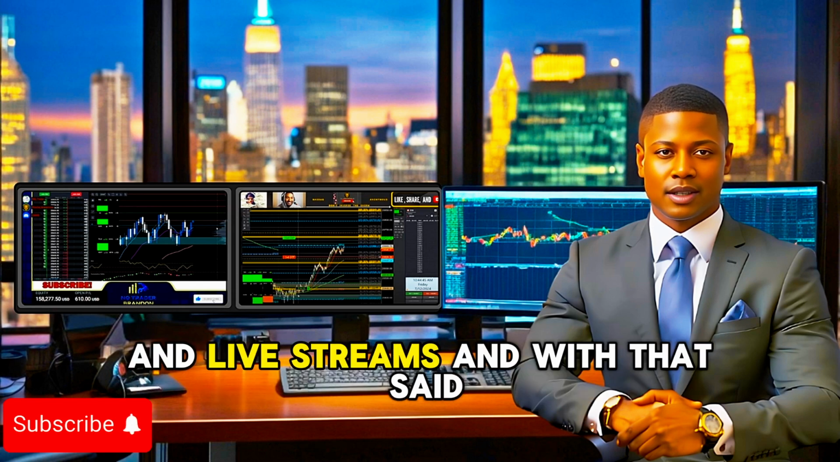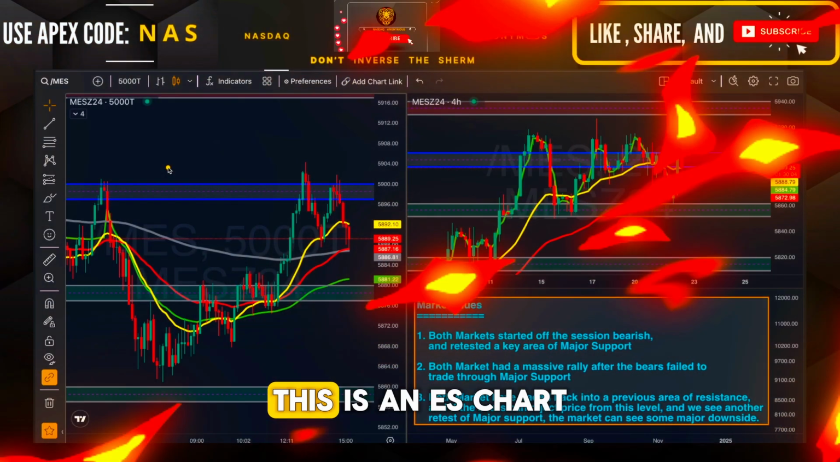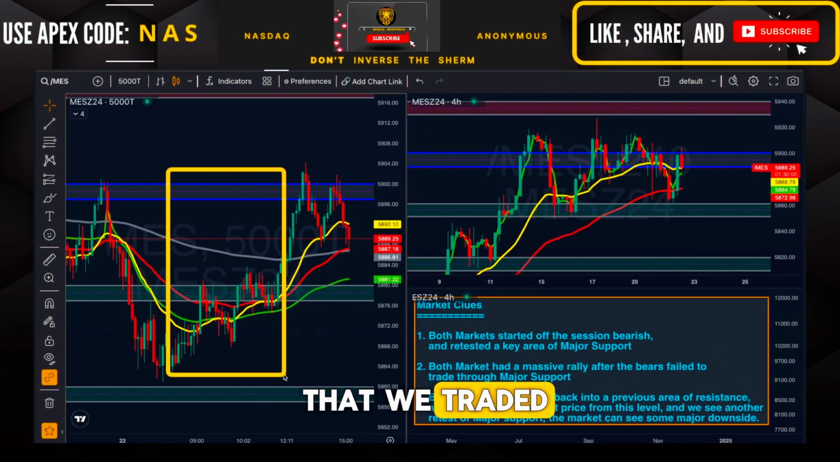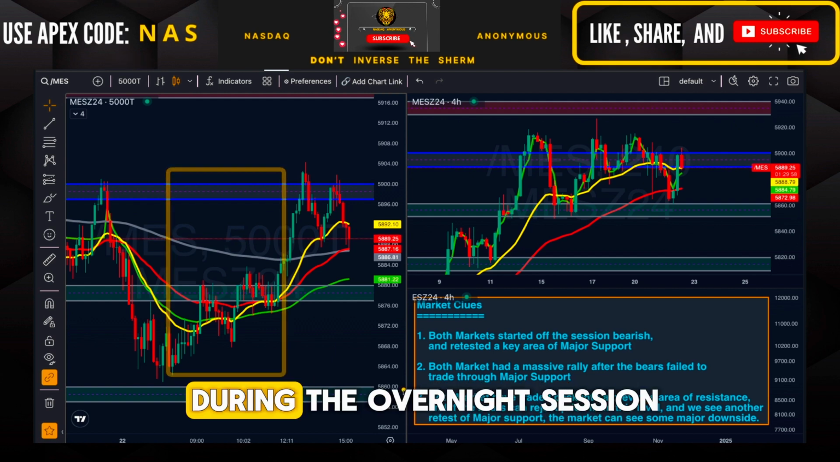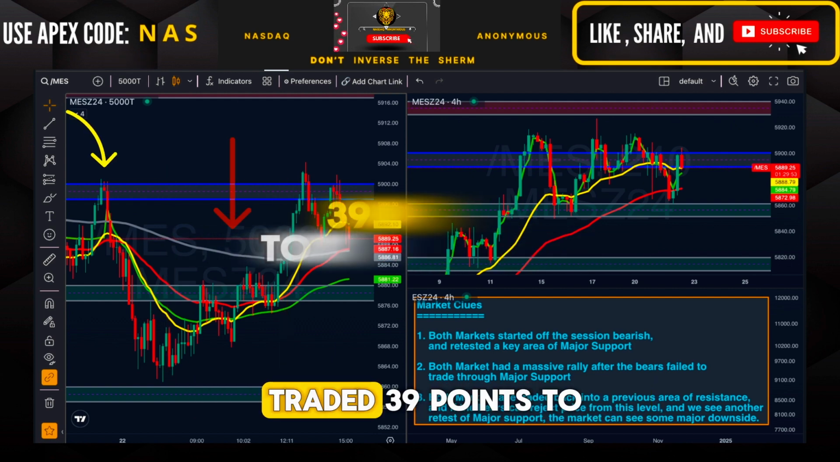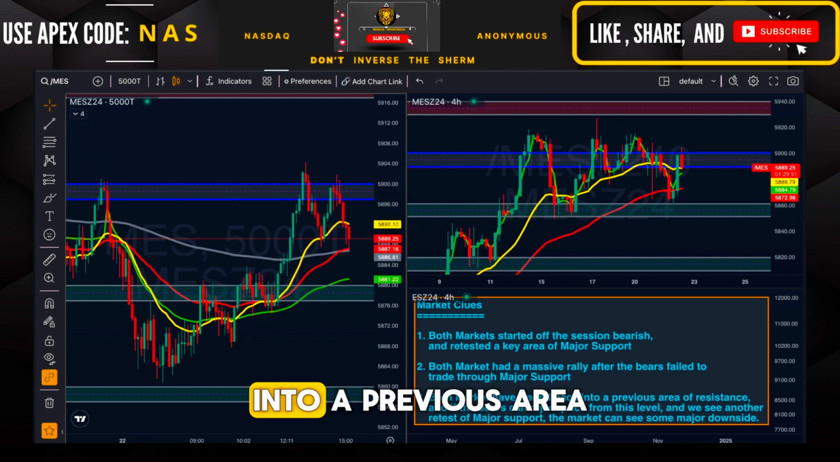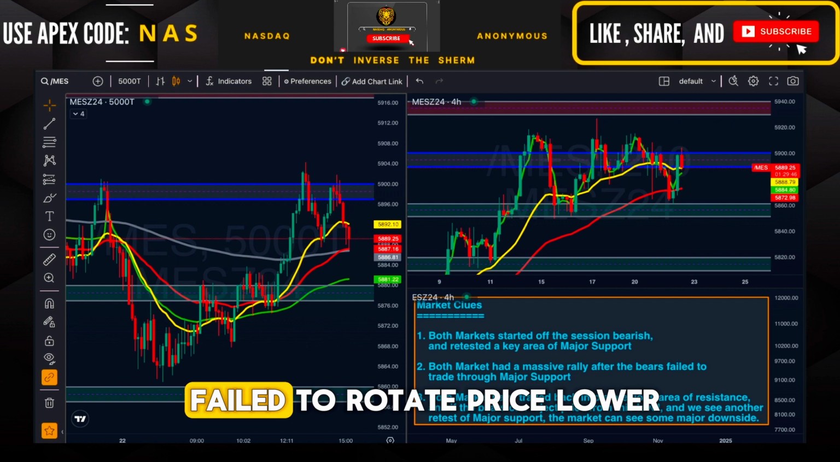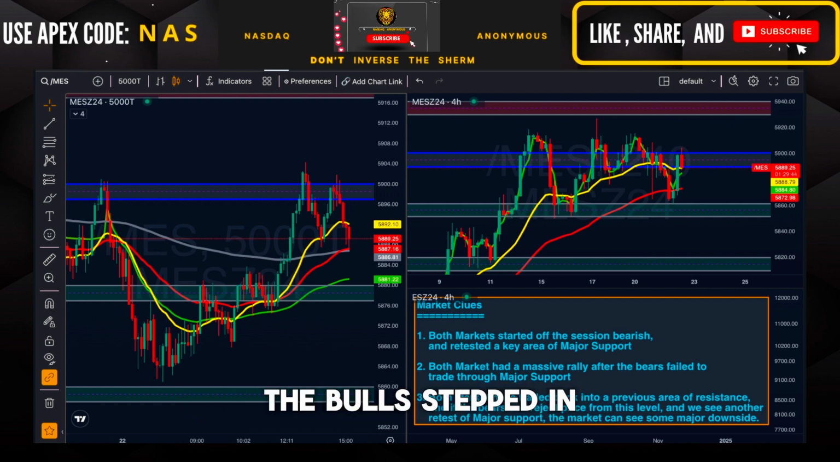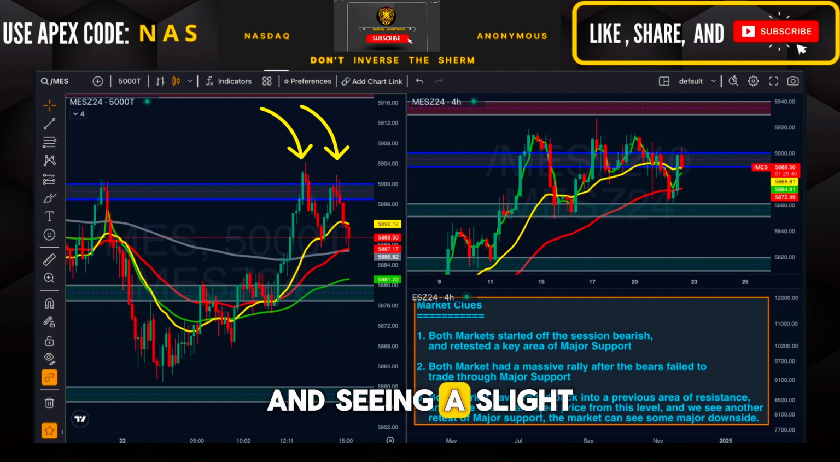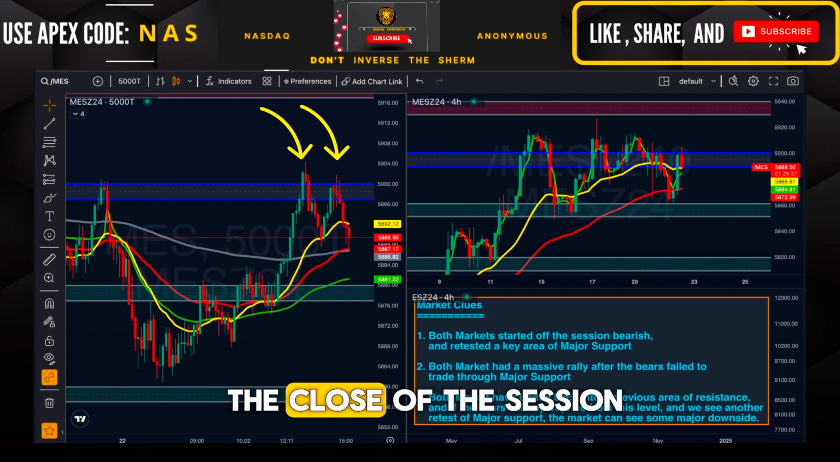And with that said, let's jump into an ES chart. This is an ES chart, and this is the block of price action that we traded during today's stream. And during the overnight session, the E-mini S&P opened slightly bearish and traded 39 points to the downside into a previous area of support. However, once the bears failed to rotate price lower, the bulls stepped in and price rallied 43 points to the upside and seeing a slight sell-off going into the close of the session.